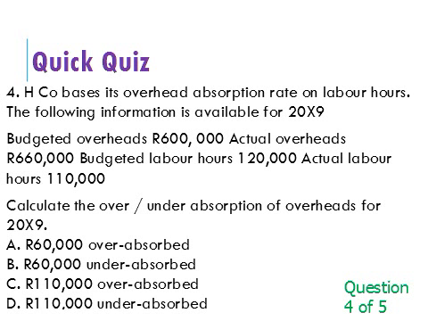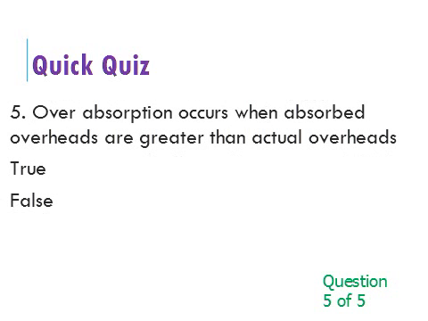A. 60,000 rands over absorbed. B. 60,000 rands under absorbed. C. 110,000 rands over absorbed. D. 110,000 rands under absorbed.